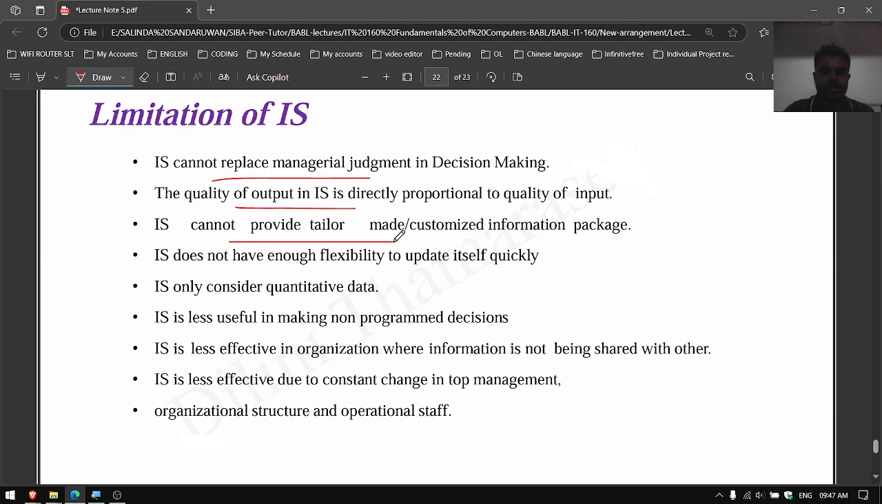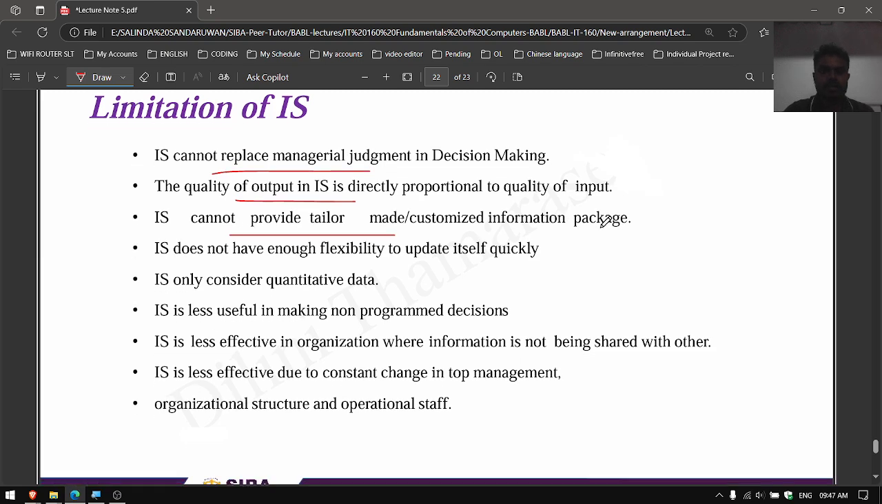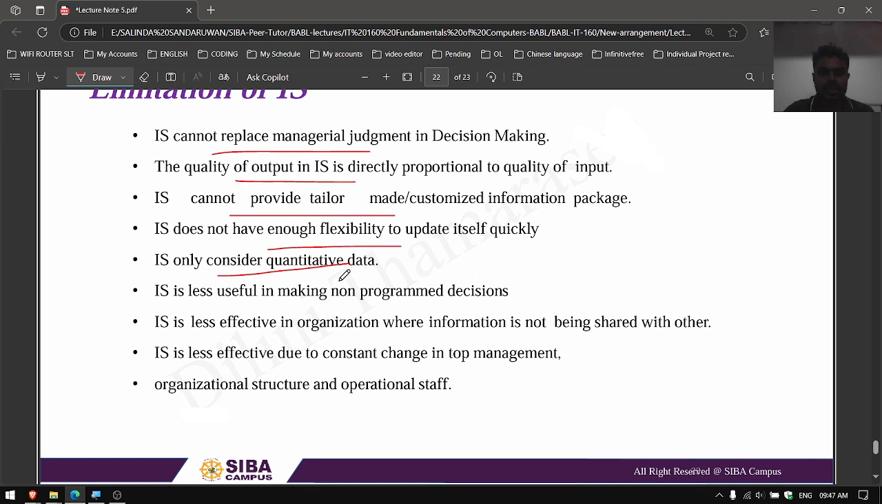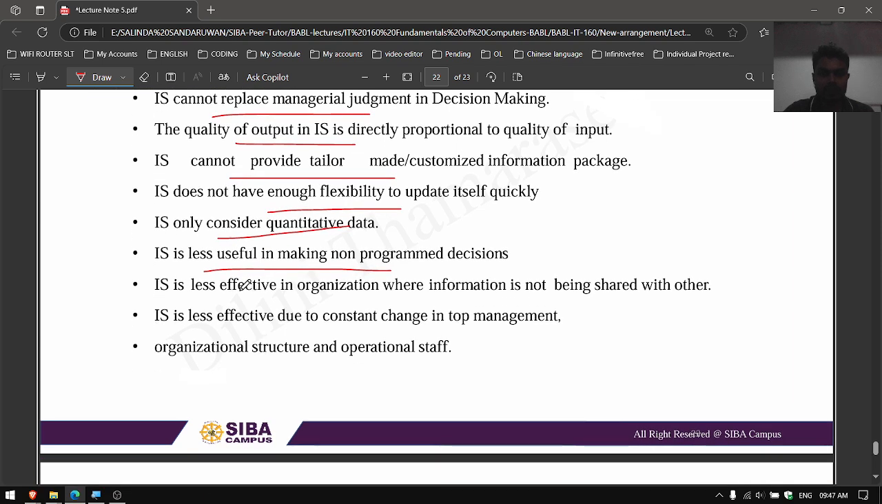It cannot provide tailor-made answers. It's not flexible. Sometimes it internally contains quantitative data. Less useful in making non-programmed decisions because it's not flexible. Less effective in organizations where information is not being shared with others. So think about some confidential data, you can't update it on MIS.